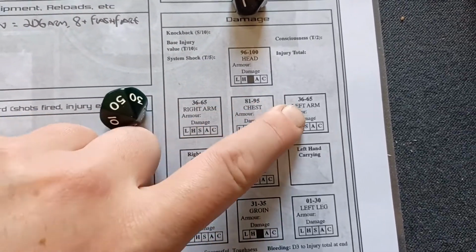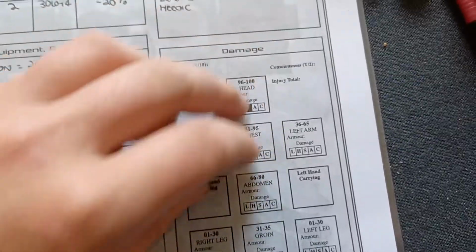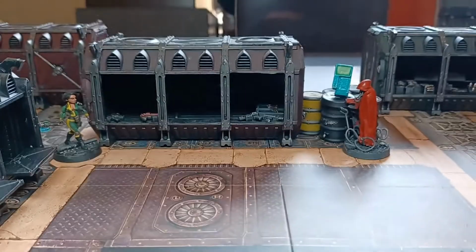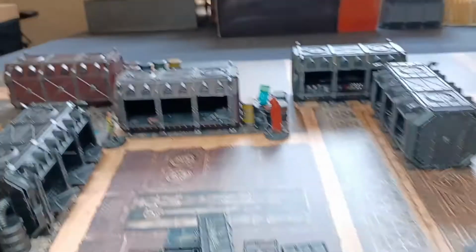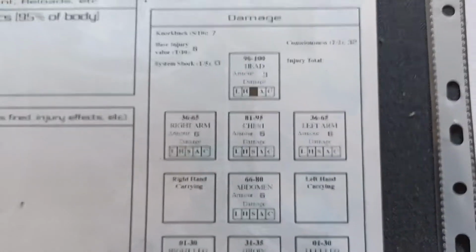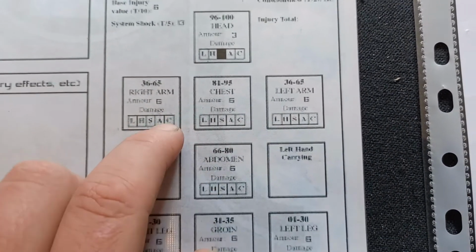Now, the arms have got the same value. So that's going to be the closest arm to her, which we can assume is going to be his right, because he's going to be reaching for the data slate. So she shot him in the right arm. Looking on the Magos's sheet, we can see he's got an armor value of 6 all over, because he's mostly mechadendrite.